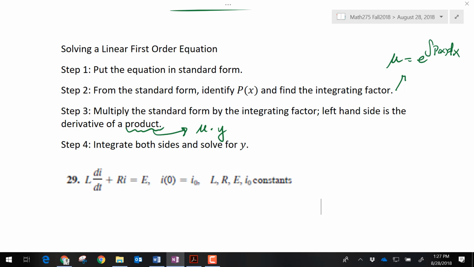All right, step by step. Step 1, put the equation in standard form. So looks like there's an L being multiplied with the derivative. So let's just divide everything by L, assuming L is not equal to 0. So it looks like our independent variable is t and our dependent variable is I.